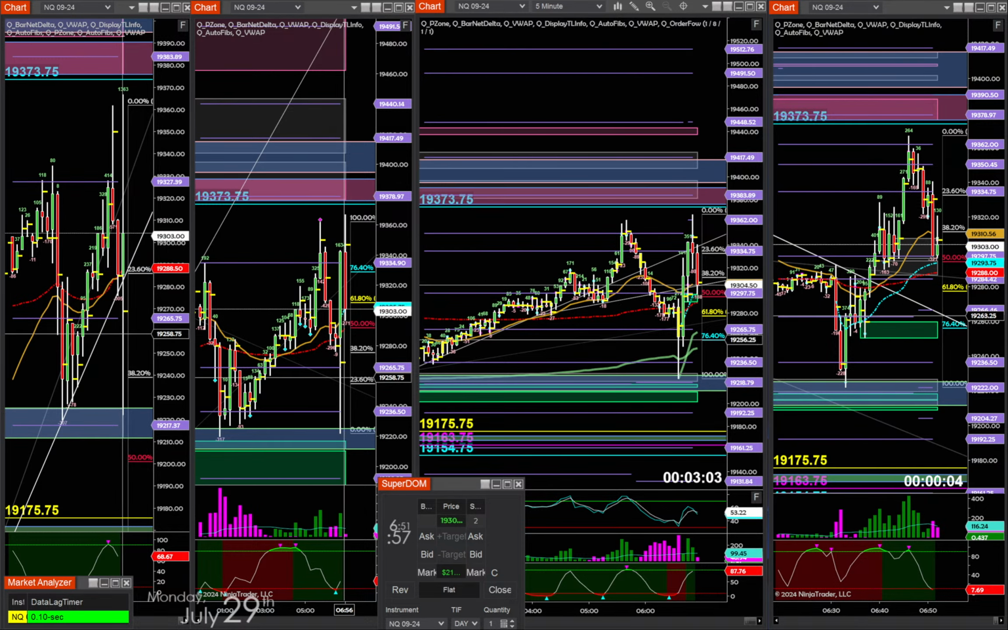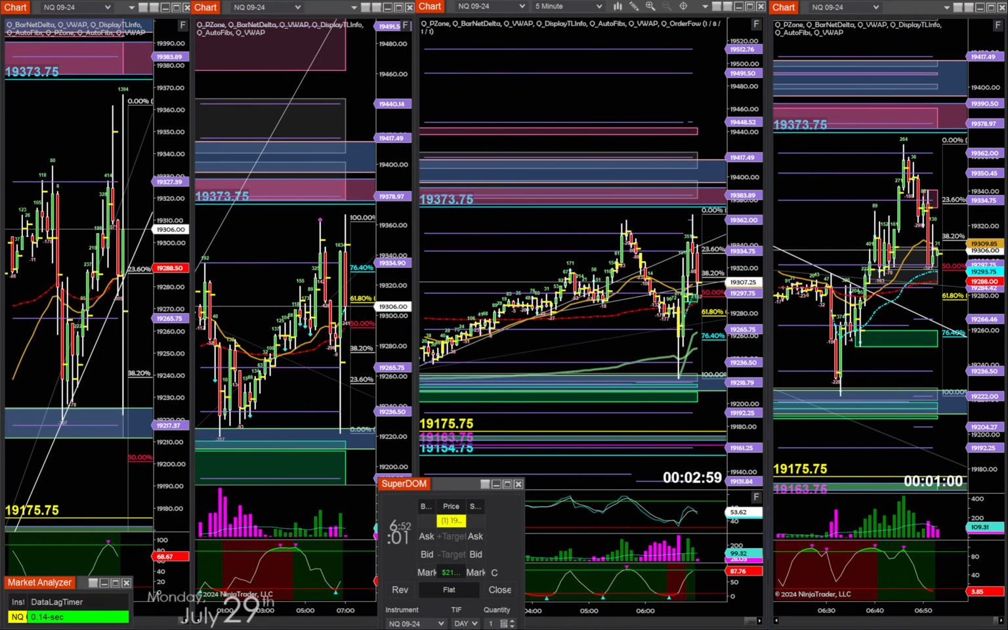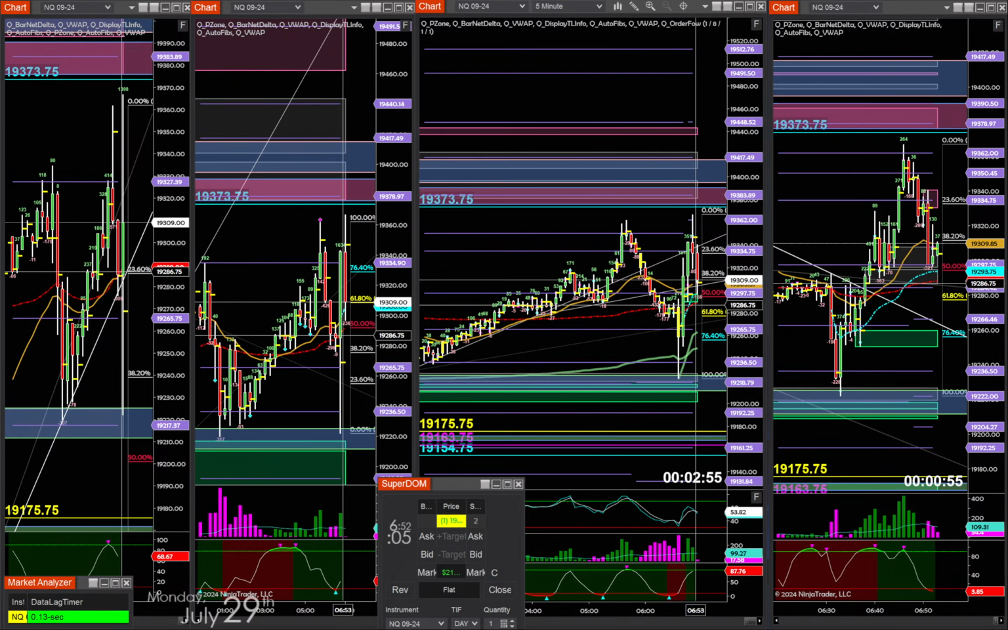So there's buyers stepping in now. You see the POC on the 5 minute, right? Now, if it breaks it, there's still selling action coming in, but I don't think so. I think buyers are stepping in here.